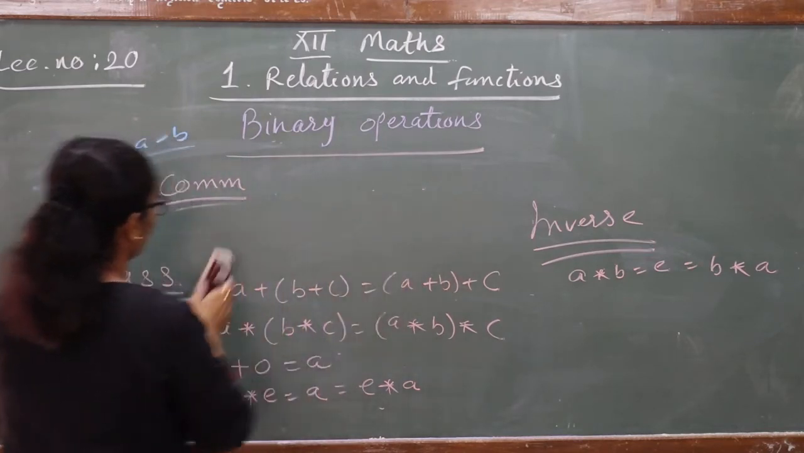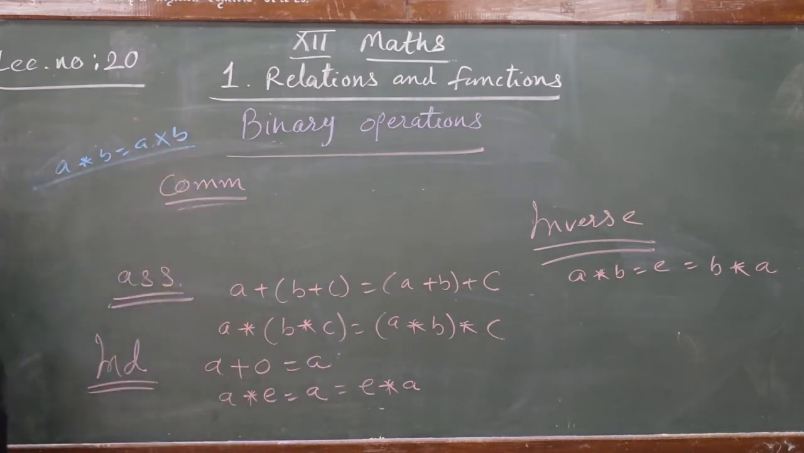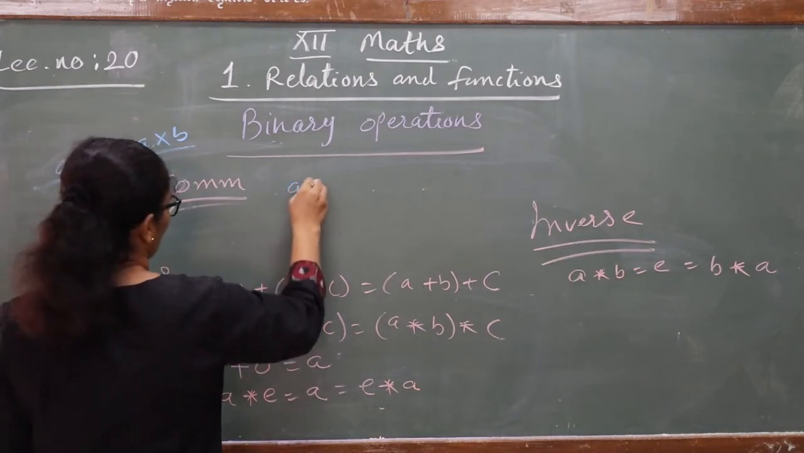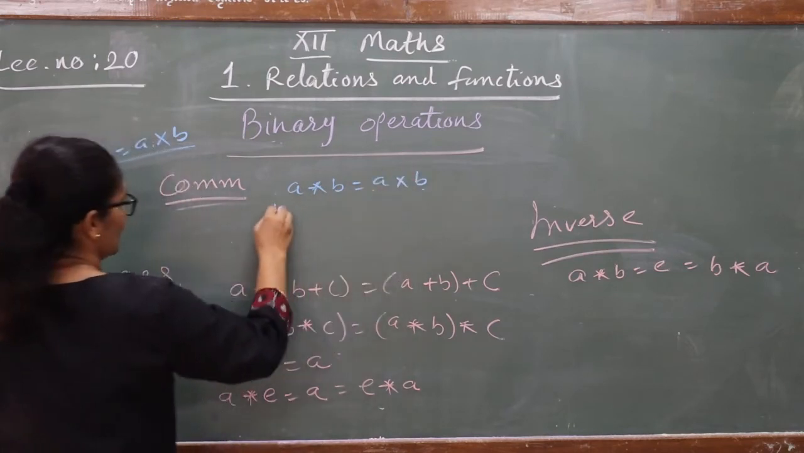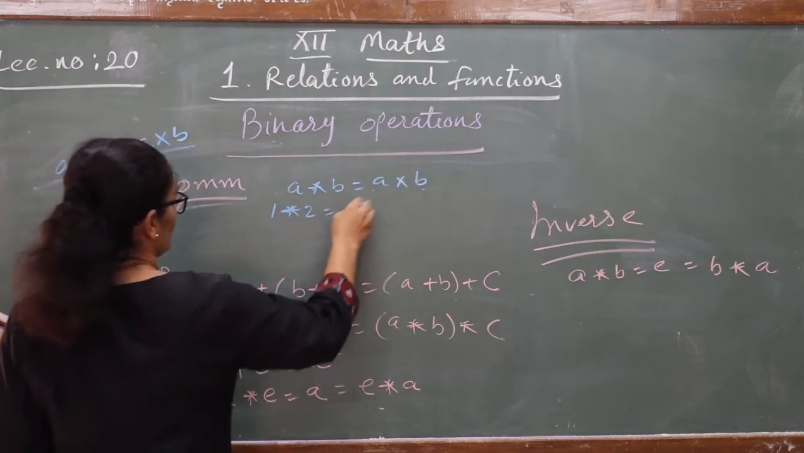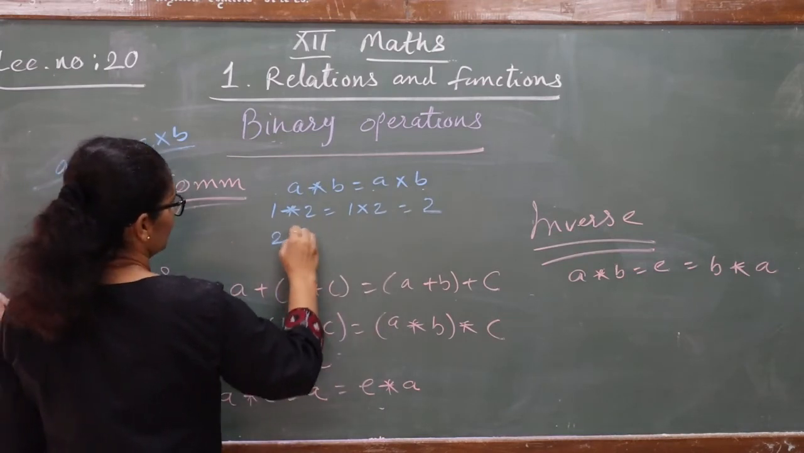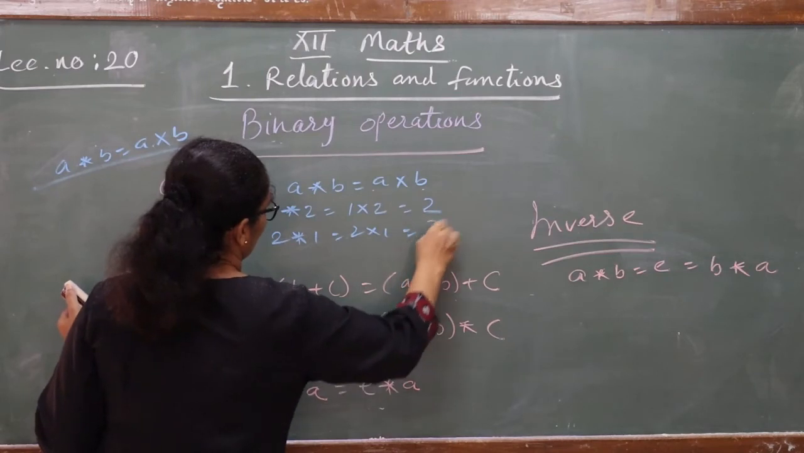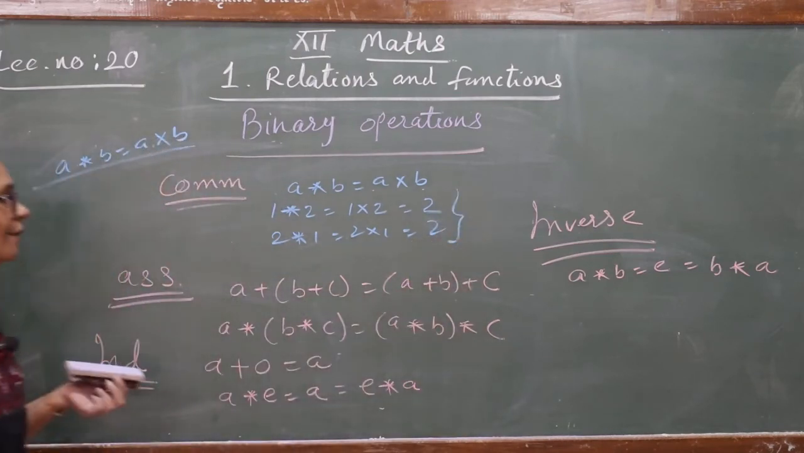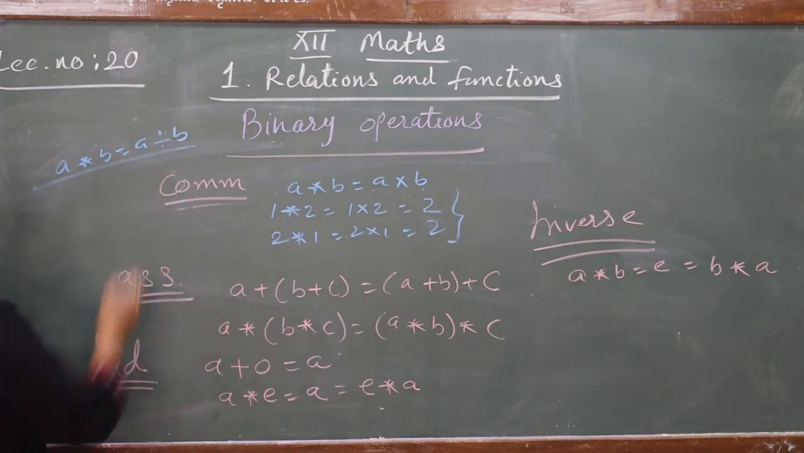Same way, let's check for multiplication. Is it commutative or not? So here, in place of A minus B, let's take A cross B. Now A asterisk B equals A cross B is given. Let's take 1 and 2. So 1 into 2 is 2. Let's take 2 into 1. It is again 2. So it is commutative.